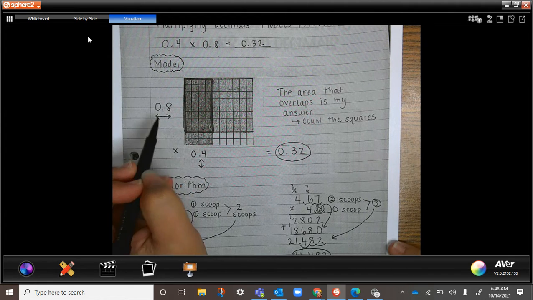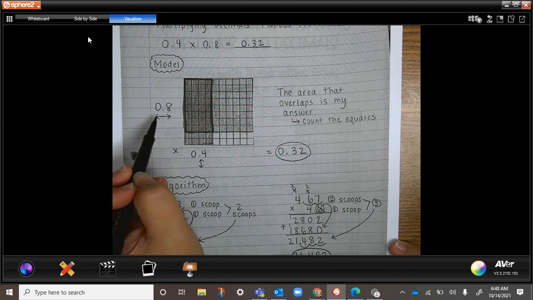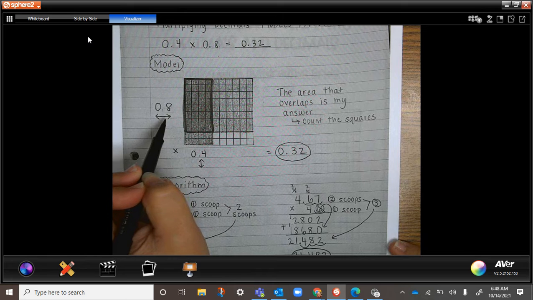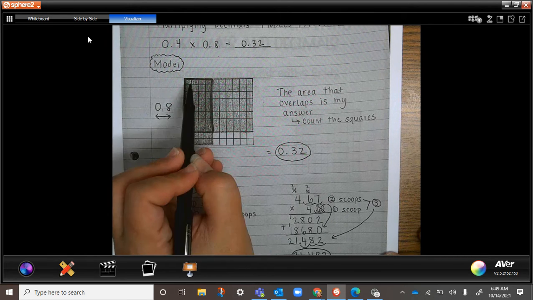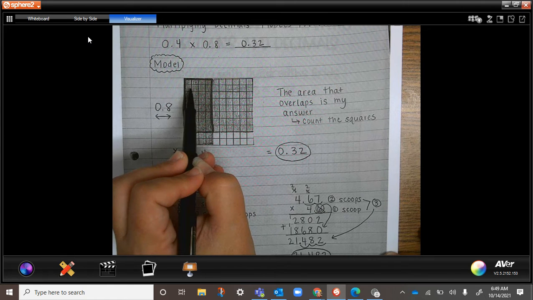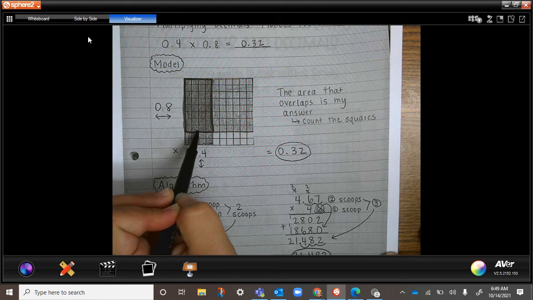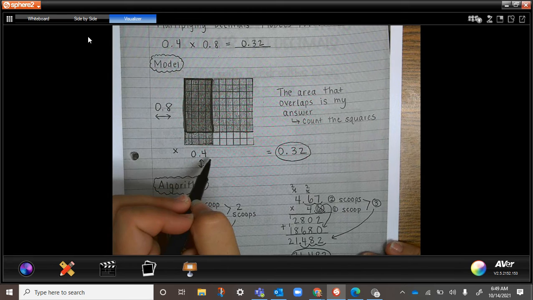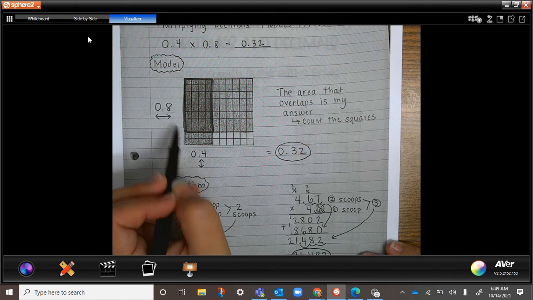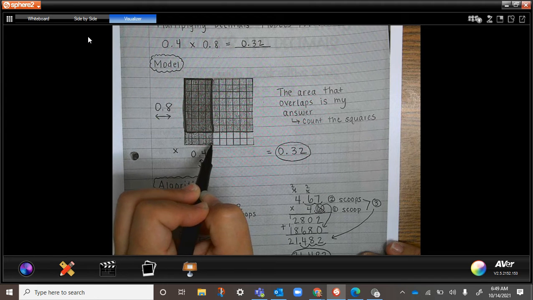And so on one side of our hundreds grid, we're going to put our 8 tenths over here. And so if you notice, here's going across 1, 2, 3, 4, 5, 6, 7, 8. So 8 tenths. And then on the other side, either the bottom or the top, it doesn't matter, just length times width, or these are technically side times side. You're going to do your 4 tenths. So 1, 2, 3, 4.